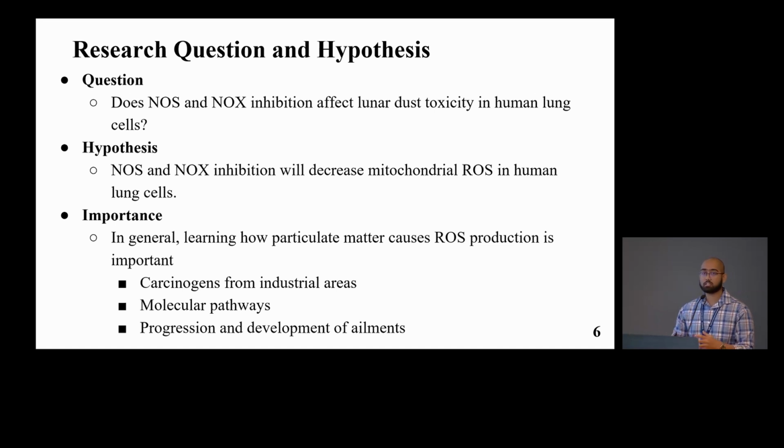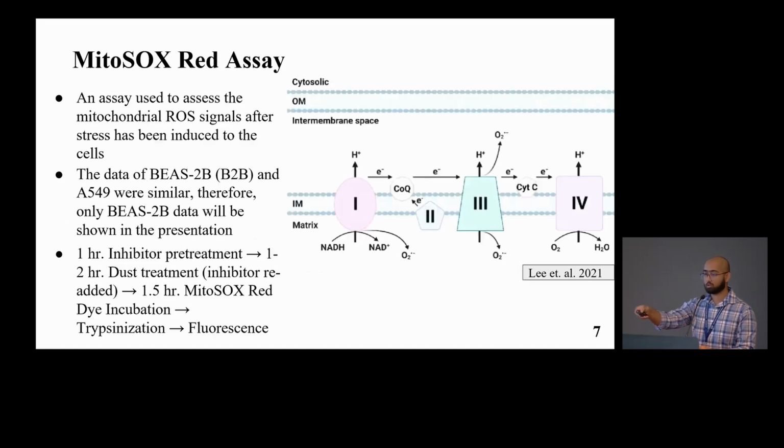So now, understanding this background information, we come to our question and hypothesis. So the idea is that since we have this lunar dust simulant toxicity occur, and we know that ROS is formed and NO is formed, can we mitigate the effects of the lunar dust simulant toxicity if we inhibit the enzymes that invoke these responses of the ROS and NO? So that's overall what we're trying to figure out here, specifically, obviously, mitochondrial ROS.